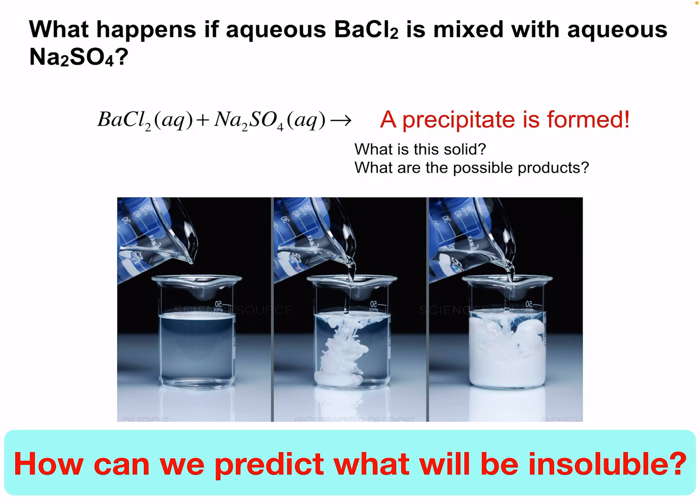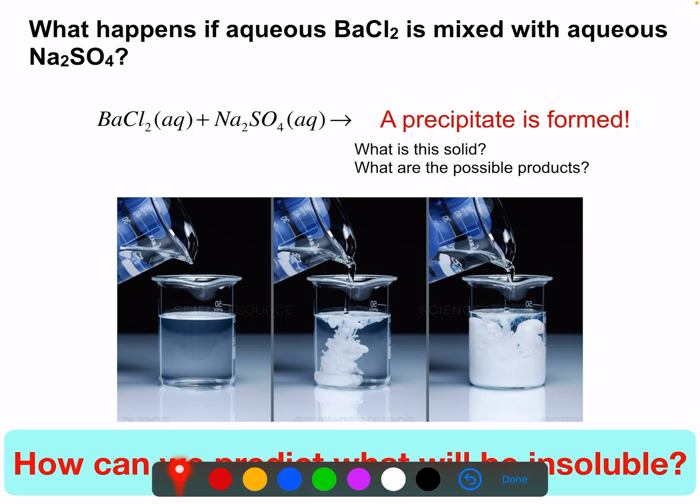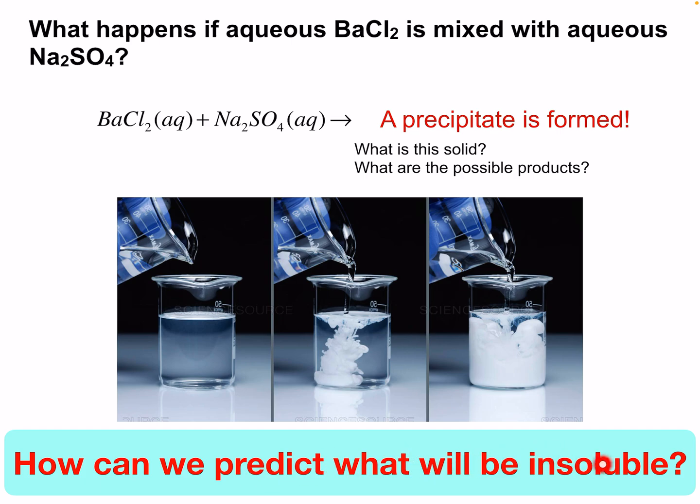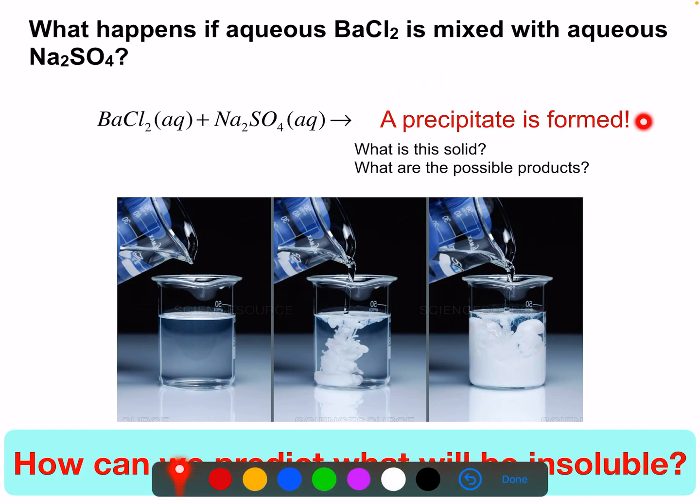What this lecture is going to focus on instead is how can we predict what is going to be insoluble? How could we predict what this precipitate would be without actually performing a chemical reaction, right? So how do we understand the structure and the nature of our chemicals to figure out what's going to be soluble and what's going to be insoluble in water?